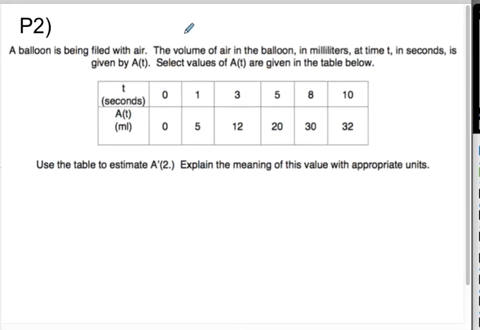A balloon is being filled with air. The volume of air in the balloon in milliliters at time t in seconds is given by A of t. So again, A of t is the volume. Select values of this volume A of t are given in the table below.